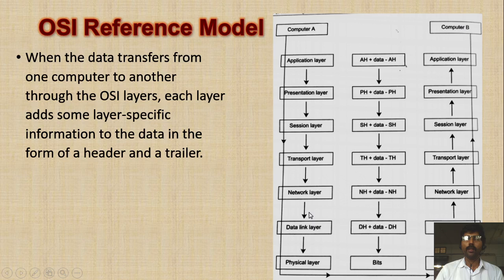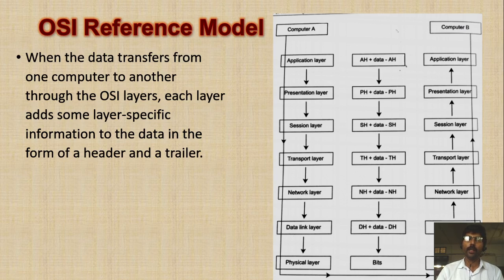These layers take some service from the layer below. For example, the data link layer takes some service from the physical layer, and the network layer takes some service from the data link layer. If computer A wants to send some message to computer B, it is given to the application layer. The application layer attaches some headers and footers to the data and gives it to the presentation layer. The presentation layer adds its own header and footer and gives it to the next layer. This process continues until it reaches the physical layer.